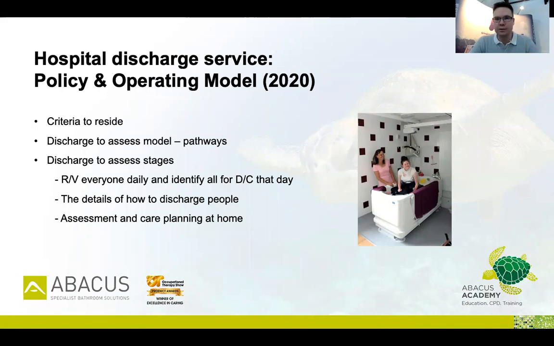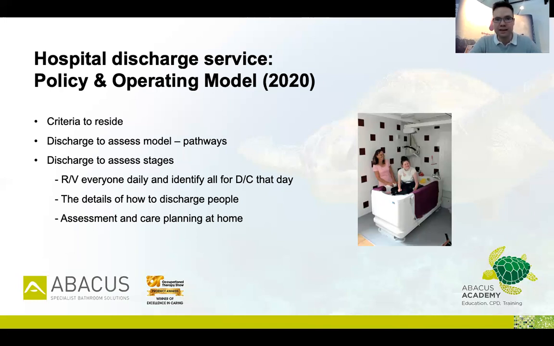It talks about the discharge to assess stages. So where that is stage one being immediately as somebody's admitted to hospital, that's stage one, right through to that point of discharge. It's quite important to know what it says within each of those stages. But what it does say within the stages is that everybody needs to be reviewed daily and identify all people in that unit or on that ward for discharge on that day. So as part of your board round or handover or whatever it is you're doing, that probably happens already.